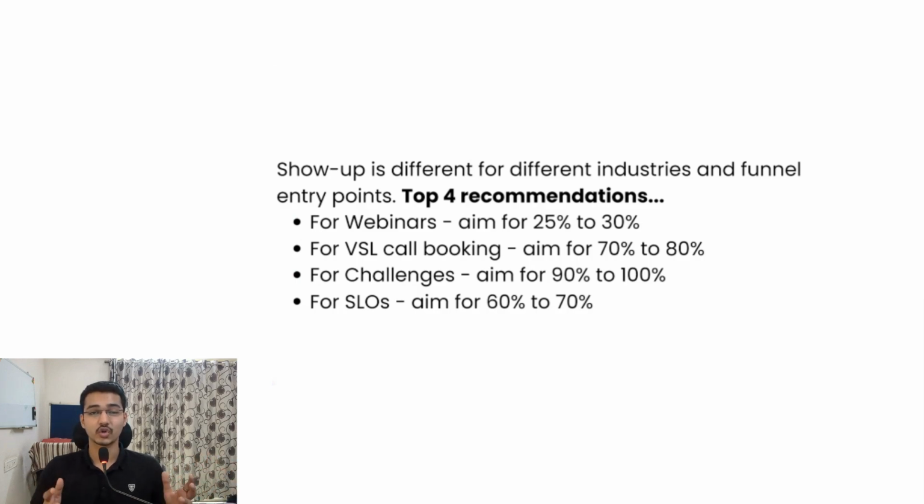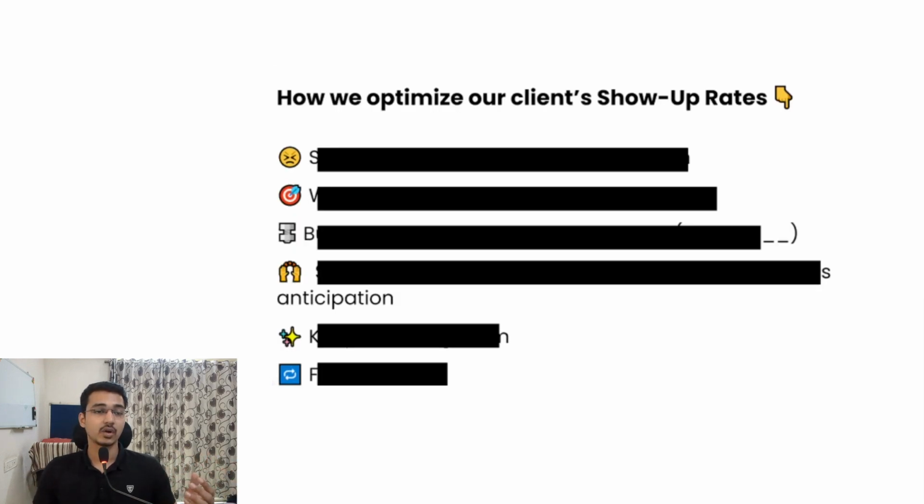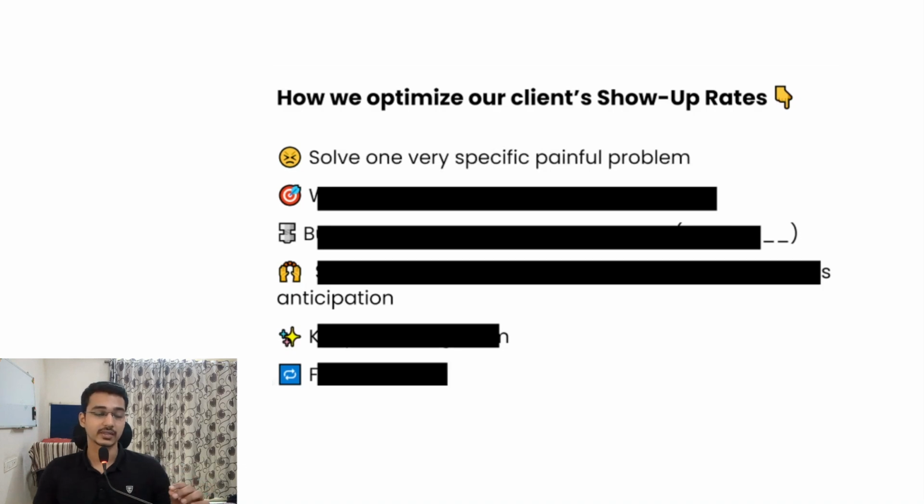Now, in case your show up rates are not good, here's how we optimize show ups for our clients. First of all, we solve a very specific painful problem. A lot of people solve a desirable problem which is not a problem itself. So saying that 'Hey, I can help you have a sexy body' is not a problem in itself. It is just a desire that I want to have a very good looking body.